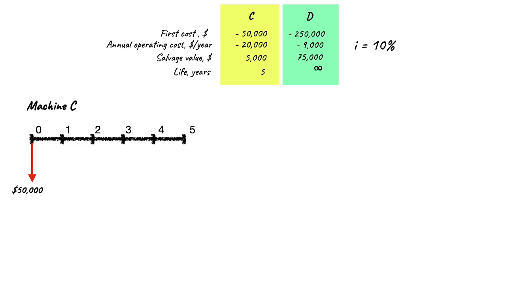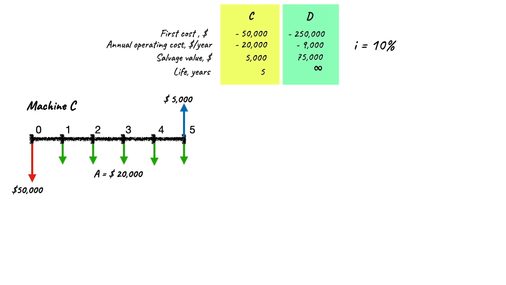And then the annual operating cost is $20,000. So from year 1 to year 5, you need to spend $20,000 for its operating cost. The salvage value of this machine is $5,000. The salvage value is measured at the end of the machine life, which is year 5, at $5,000.